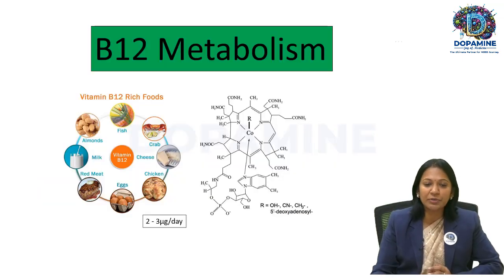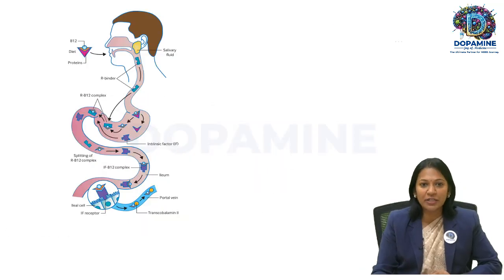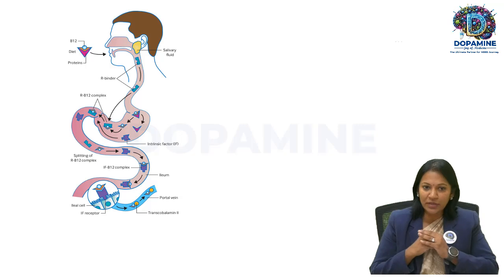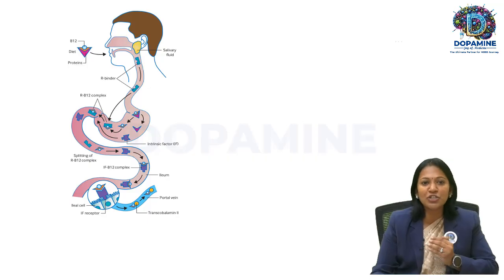So, something about vitamin B12 metabolism. As you are aware, vitamin B12 is present mainly in non-vegetarian diet, and to a certain extent in milk. The daily dietary requirement, as you can see here, is very minimal. It is only 2 to 3 micrograms per day that is needed. So, coming to vitamin B12 metabolism, how is vitamin B12 absorbed? This chart will help us understand the pathogenesis and the clinical features in a much better way.